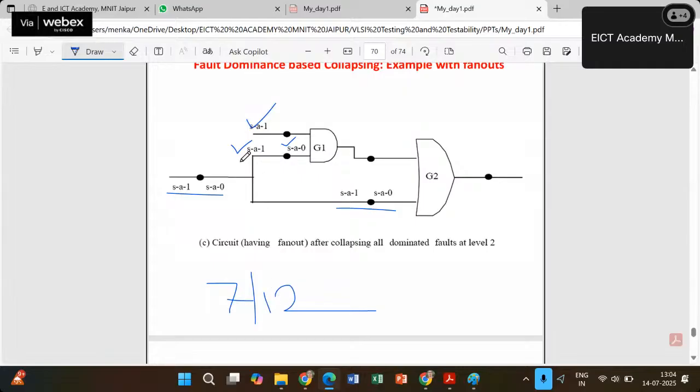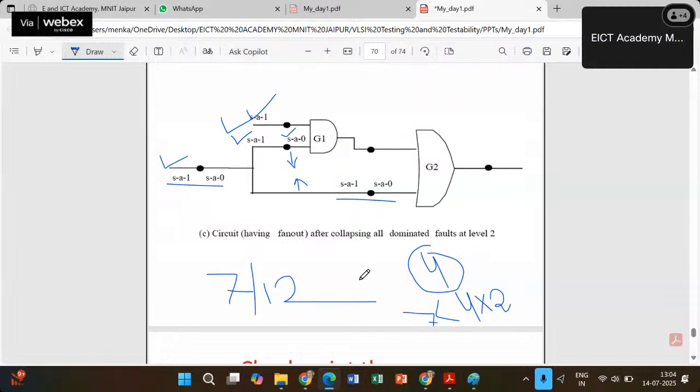If we look at the inputs, there are 2 inputs, 1 and 2. If we look at the branches, the fan outs, these 2 are the branches. We will be treating those also as inputs. So 2 plus 2, we consider 4 checkpoints. Inputs are the checkpoints, and these fan out branches are also checkpoints. So there are a total of 4 checkpoints. We can presume 4 into 2 can be the total number of faults, and 7 is lesser than this number. So this is the checkpoint theorem.